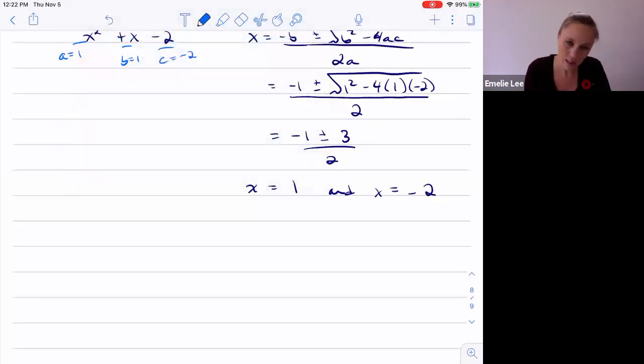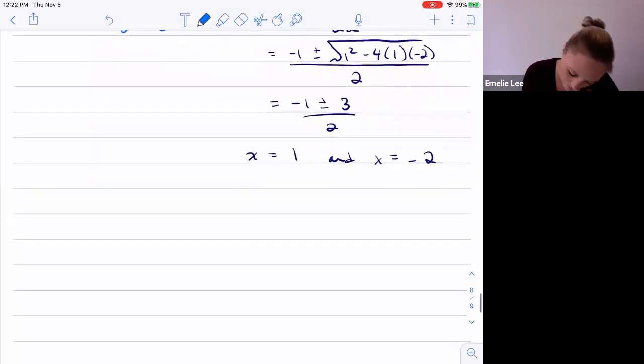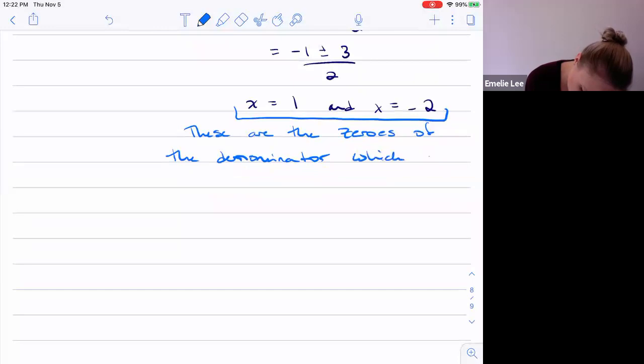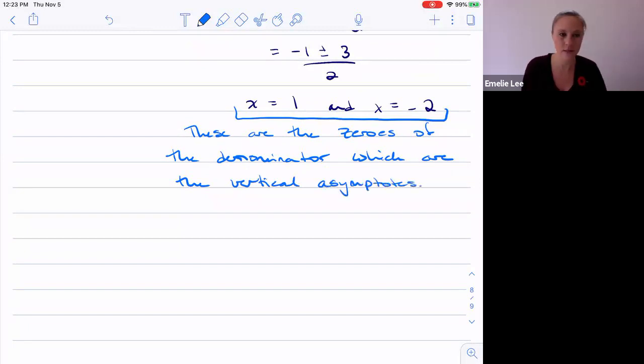These are the zeros of the denominator, which later on we'll find are the vertical asymptotes. These are the zeros of the denominator, which are the vertical asymptotes. Because we've got whole numbers, we can just use them to develop our factors.